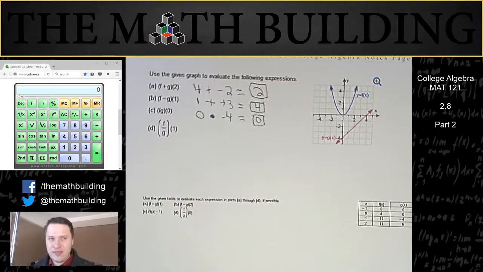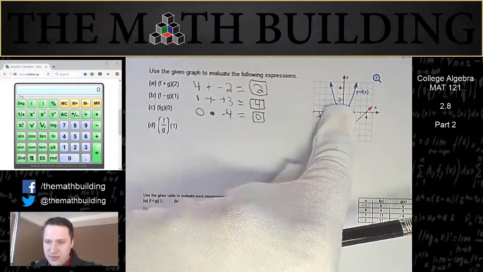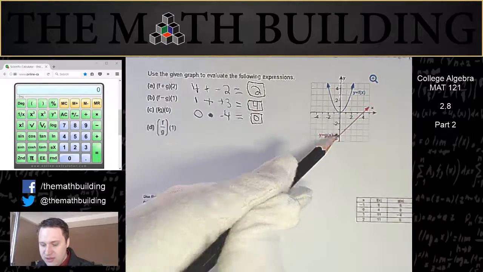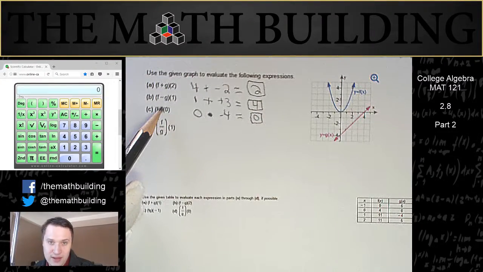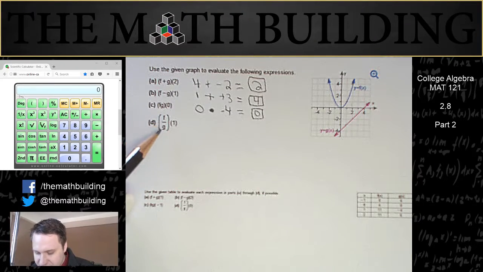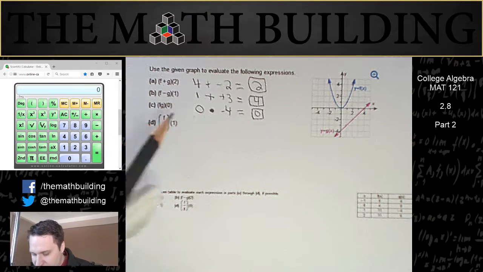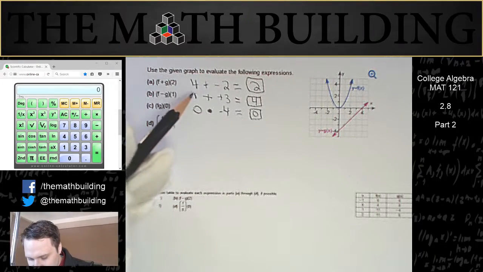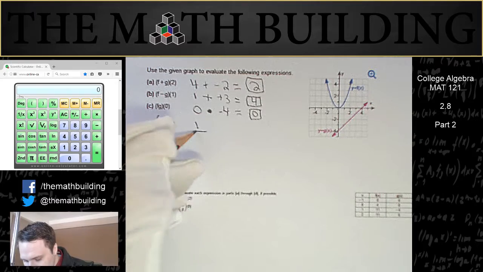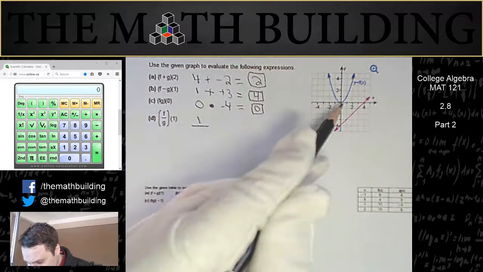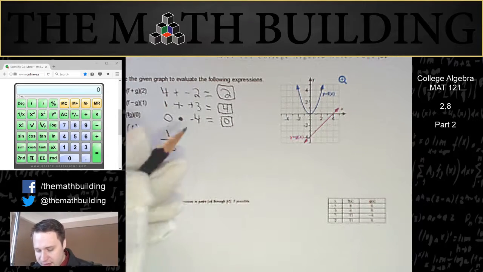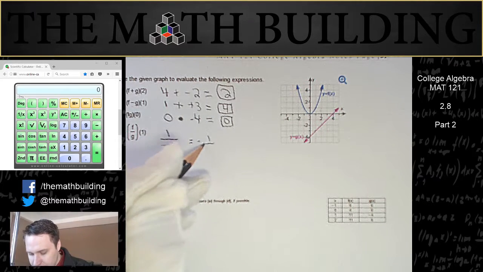But just recognize that it's not always going to be 0. Let's say this had been bumped up a few spaces. It would have been that number times this number, because we're only evaluating it at 0. We're not always multiplying. Okay, let's get on with it. F divided by g of 1. F of 1 was 1. We're dividing it by g of 1, which was negative 3. So the answer to that part is just negative a third.